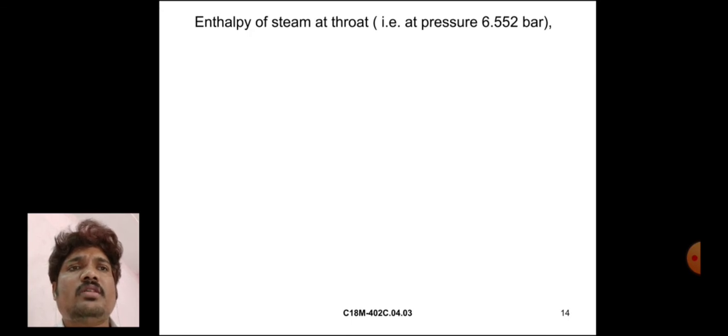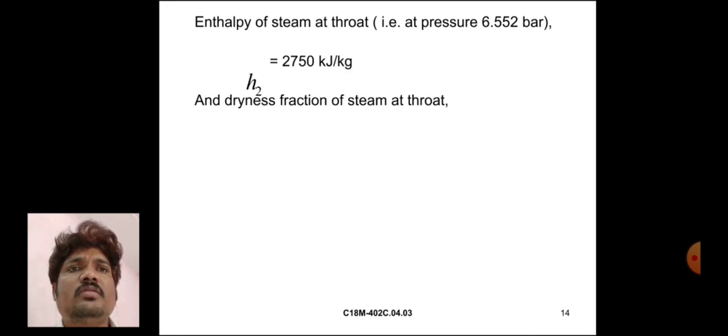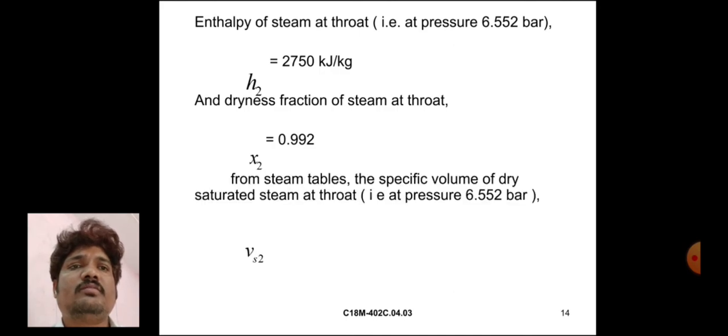Enthalpy of steam at throat, at a pressure of 6.552 bar, H2 is 2750 kilojoule per kg. And the dryness fraction of steam at throat, indicated X2 at the throat position, is 0.992.